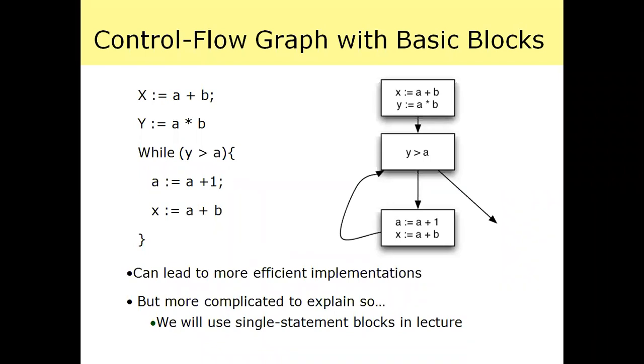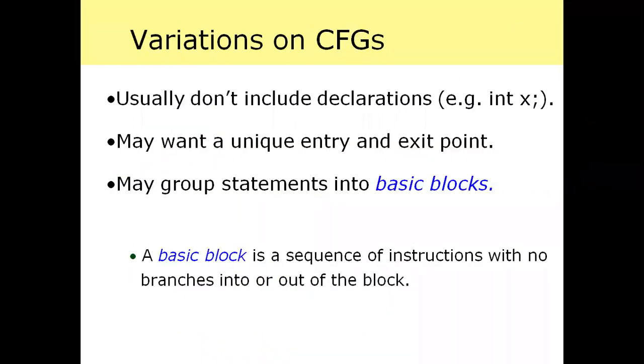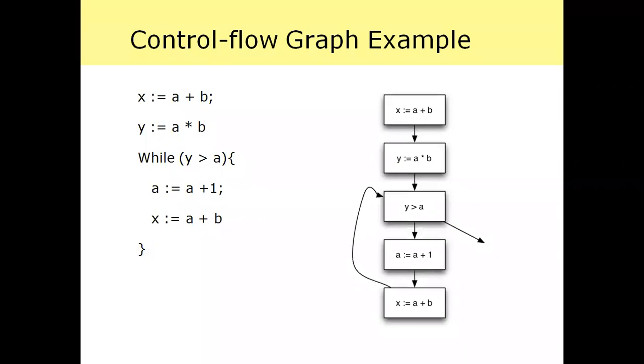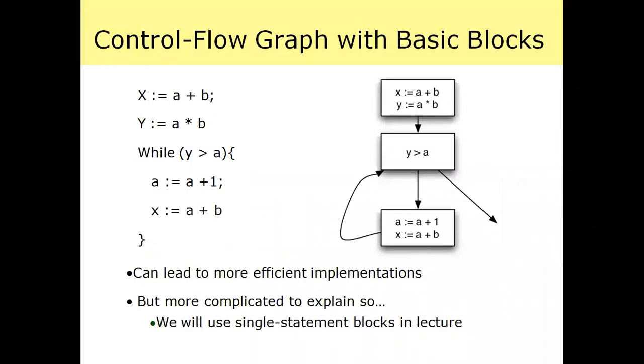And here, in the previous slides, I explained this with just a flow graph from the source code. And now it is the flow graph with the basic blocks. See here, my basic block B1 consists of the two statements x is equal to a plus b, y is equal to a into b. And B2 consists of a conditional statement, y greater than a. And my B3 block consists of the statements a is equal to a plus 1 and x is equal to a plus b.